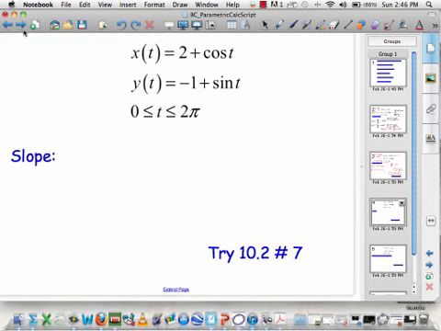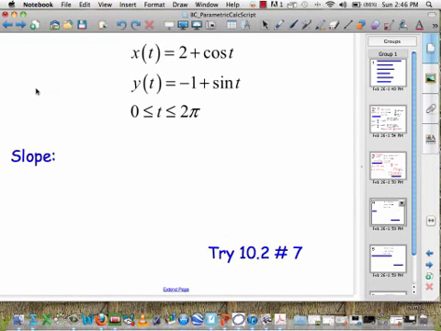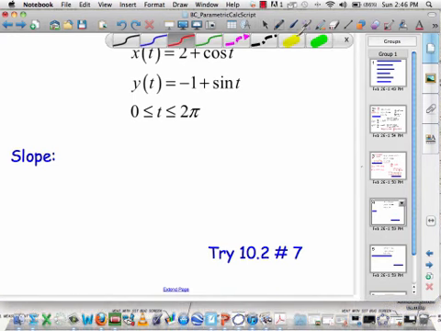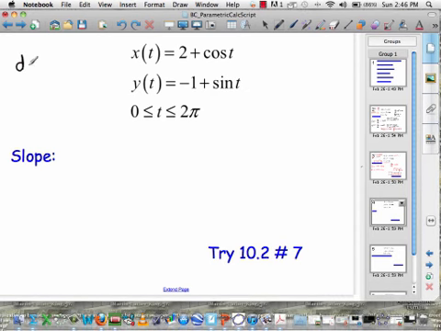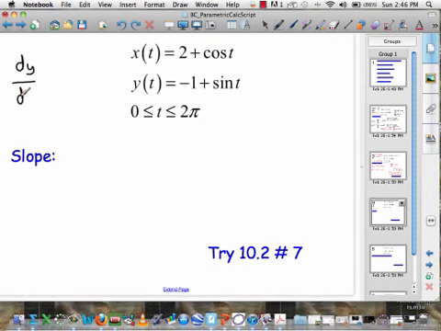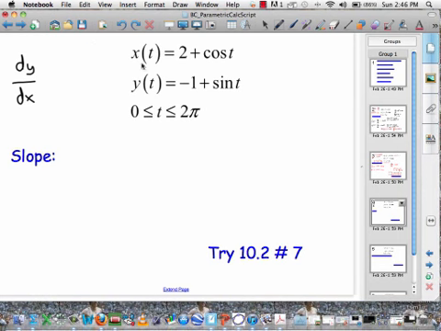Next, let's take a look at how you find the slope of a parametric curve. Okay, and we want to remember that slope in the xy plane is given by this expression right here, dy/dx. That would be the derivative of y with respect to x if we had a function y equals something in terms of x. And we could try to do that by eliminating the parameter, but that's not always possible in the parametric world.